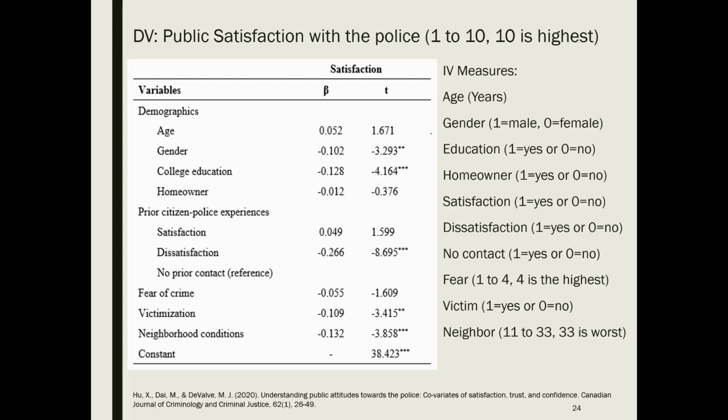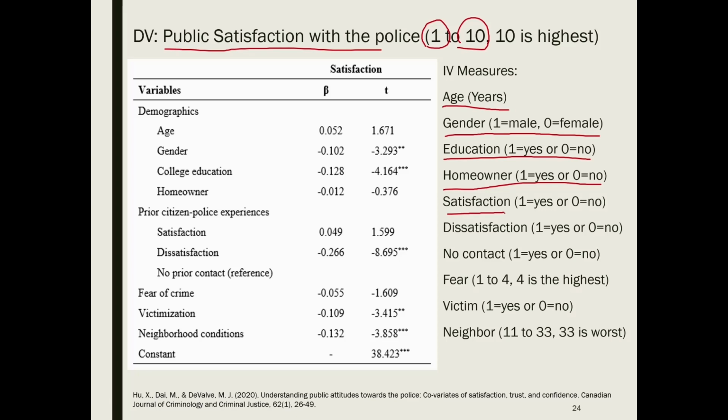So another example is the public satisfaction with the police. 1 means low satisfaction, 10 means high satisfaction. Similarly, we have age measured by years, gender measured by male and female, and education measured as college education, yes or no. Whether they own the house, whether they are satisfied with the prior citizen police experience, whether they are not satisfied with prior citizen police experience, or whether they don't have any previous contact with the cops.